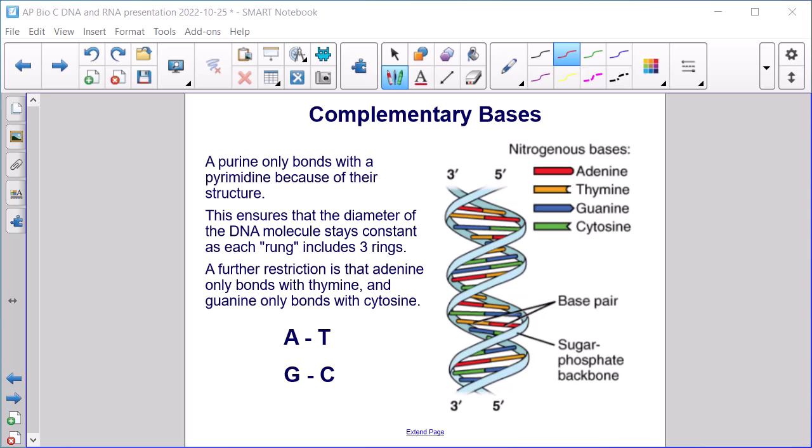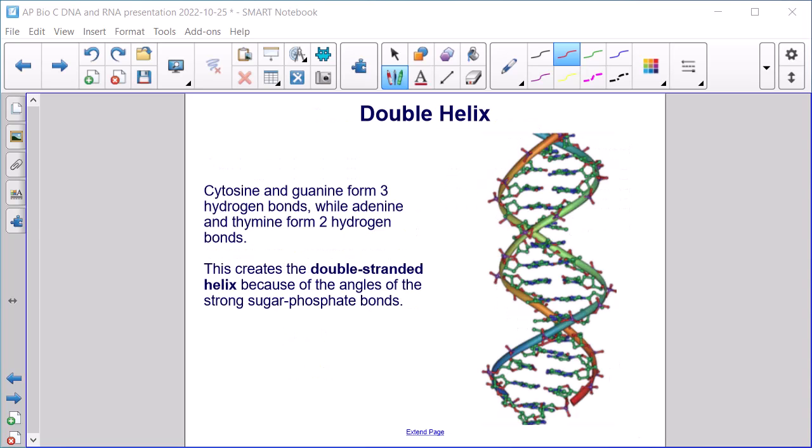rung. A further restriction is that adenine only bonds with thymine and guanine only bonds with cytosine. So you can see throughout this image, always adenine with thymine, AT, guanine always with cytosine, CG. Cytosine and guanine form 3 hydrogen bonds, while adenine and thymine form 2 hydrogen bonds. This creates the double-stranded helix because of the angles of the strong sugar phosphate bonds.